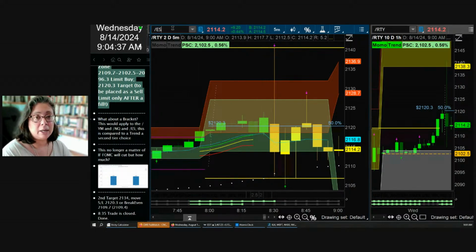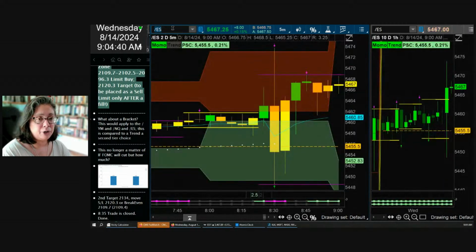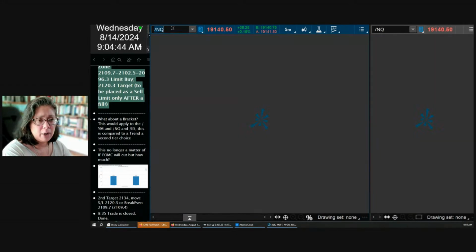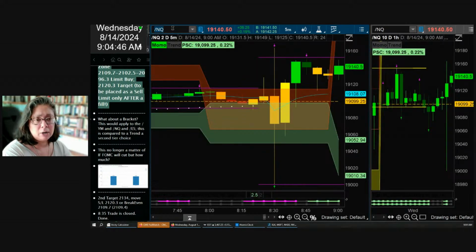All right, let's take a look at where we are on the ES and the YM. A lot of chop. And if you're wondering, Rog, it looked like the year over year was cooler on the core and on the CPI, and that is true.